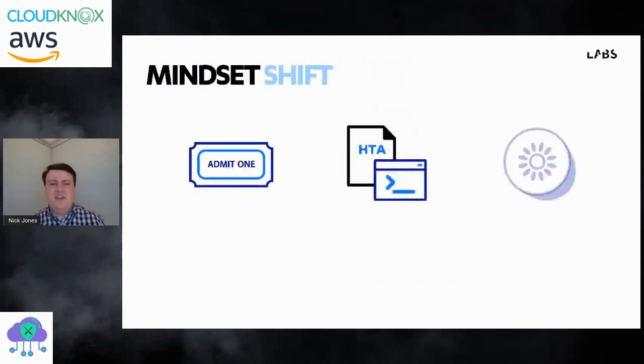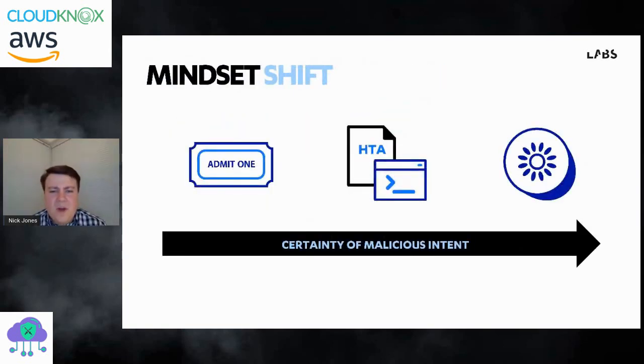So I mentioned mindset shift here. We have this idea of certainty of malicious intent. So there are some things that we know are obviously bad. If you've got Mimikatz running on a system, that's probably not supposed to be happening. Likewise, someone accessing LSASS memory, or there's a variety of fairly common things that are obviously bad, and we can signature on them, right? It's how antivirus has been working for the last 20 years.